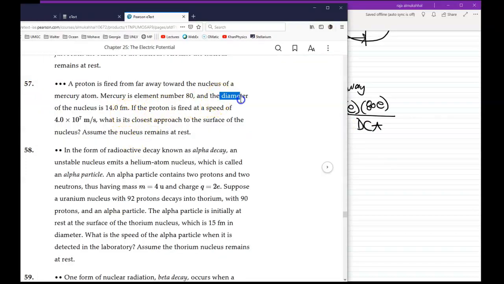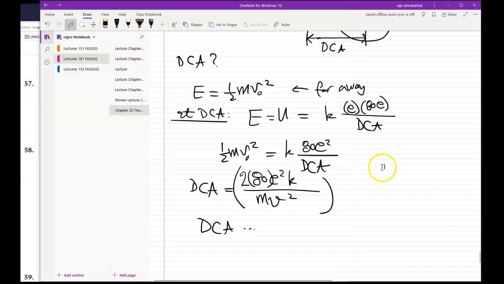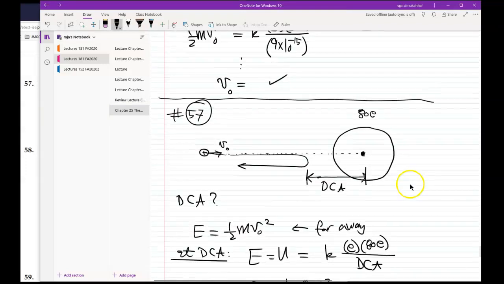He said the diameter is 14. So the diameter here is 14, which means the radius from here to here is 7 femtometer. I got the DCA from here to there, so he wants the distance from the surface. I'm sure you can do it easily, right?